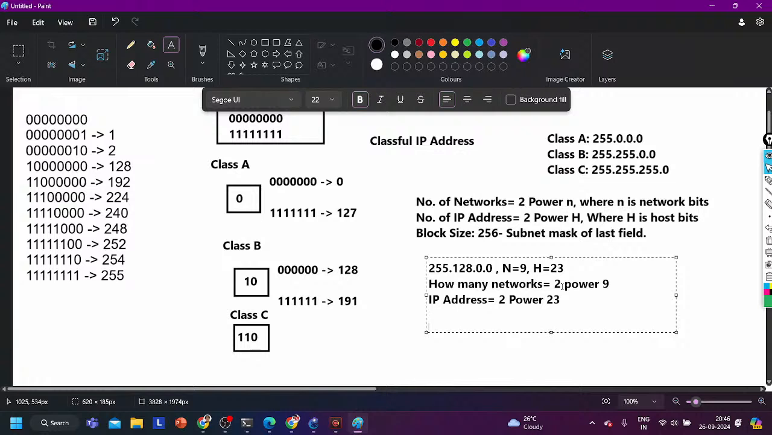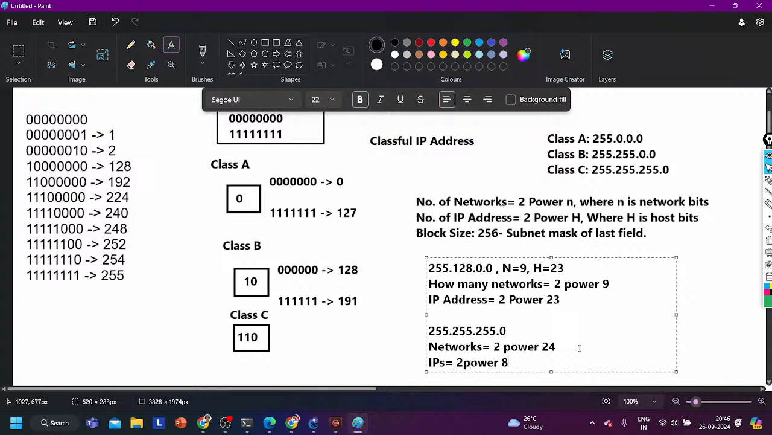Subnet mask is a tool which specifies how many network bits are there and how many host bits are there. All ones are network bits, all zeros are host bits. That's it. So if the subnet mask is, let's say, 255.255.255.0, how many networks are there, guys? 2 power 24 networks, because there are 24 ones, network bits. And how many valid IP addresses are there? 2 to the power 8.